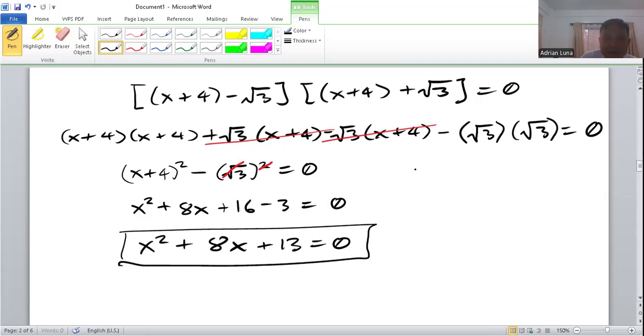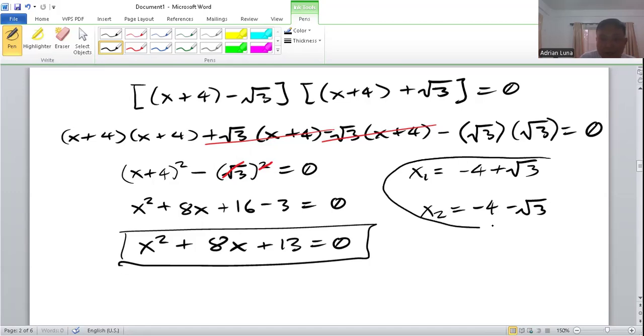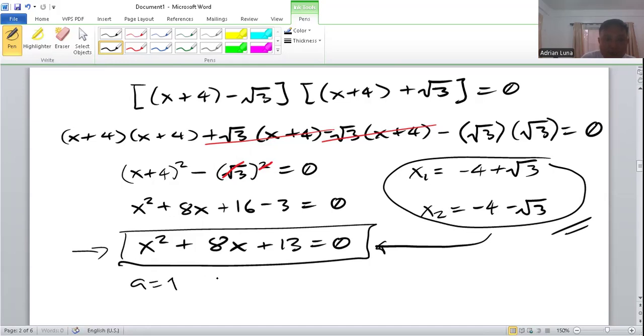If we have roots na negative 4 plus square root of 3, and yung second root is negative 4 minus square root of 3. Let's double check with our calculator na ito dapat yung lalabas pag tinype natin yung mga coefficient ni quadratic equation na to, whose A is equals to 1, B is equals to 8, and C is equals to 13. Now, let's grab our calculator.